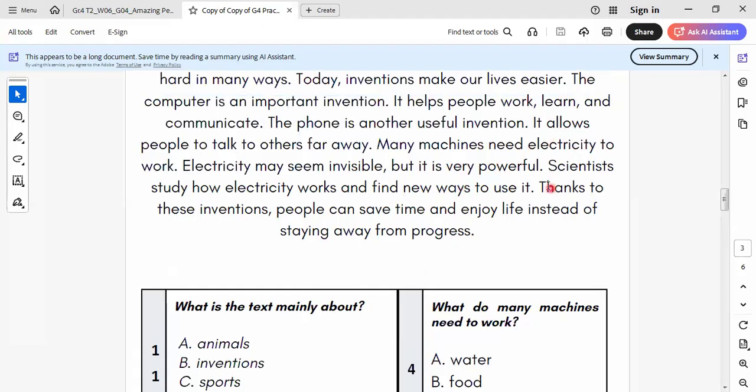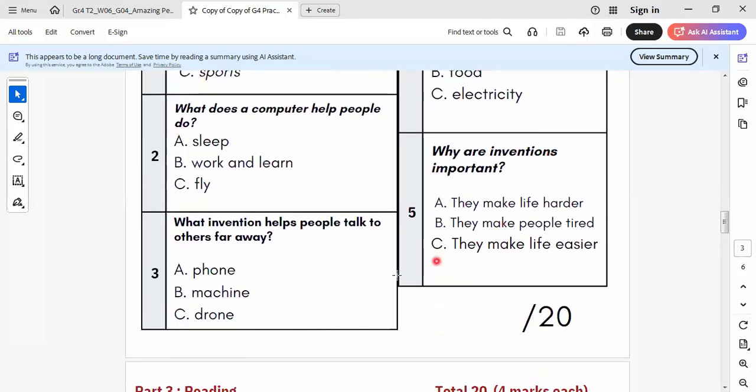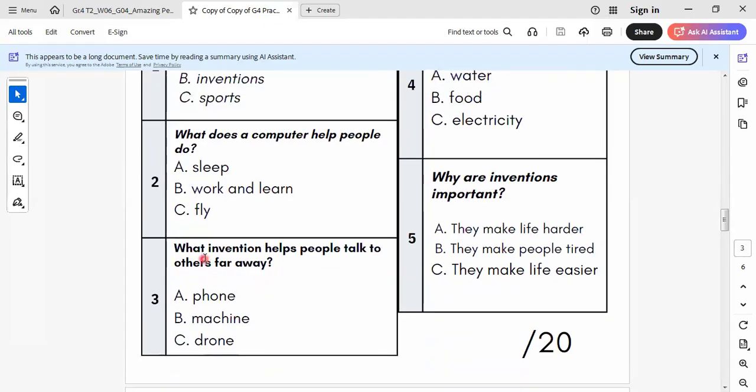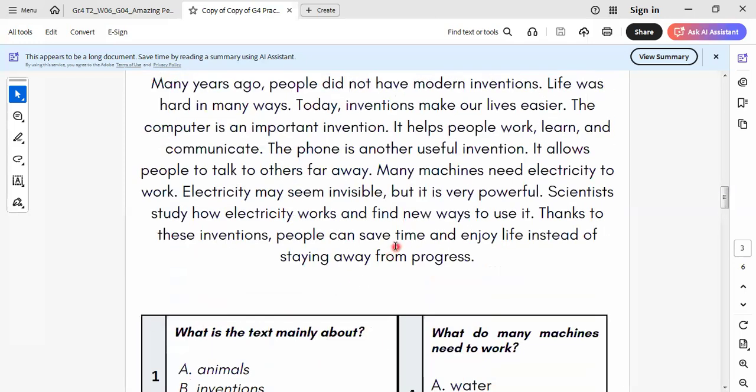Okay, Miss Emmanuel answered easily. Why? Because I understand the text and answer. But in the exam, we must read the text to answer the question, to select the correct answer. What invention helps people talk to others far away? So, what is this machine that we use to talk with people far away? It will be phone.